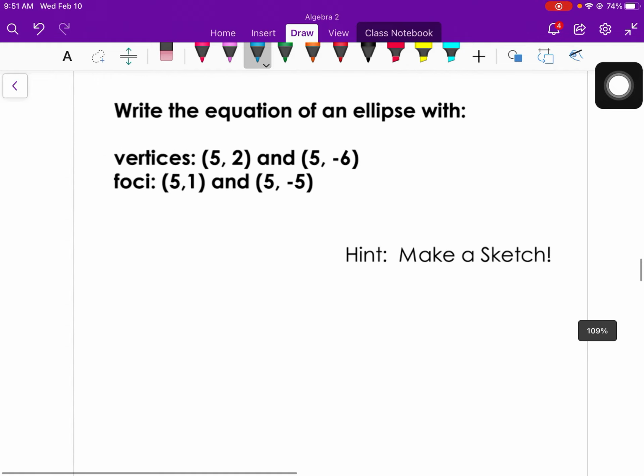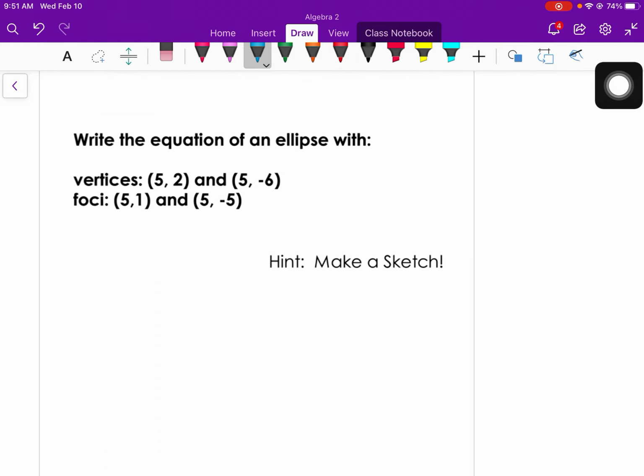So, hint, make a sketch. At this point, you should hopefully realize I like to make the sketch. I think that makes it easier to then visualize. So I like to do the vertices first. So we have 5, 2, 1, 2, 3, 4, 5, 1, 2. That's a vertex. And then 5, negative 6, 1, 2, 3, 4, 5, 6.